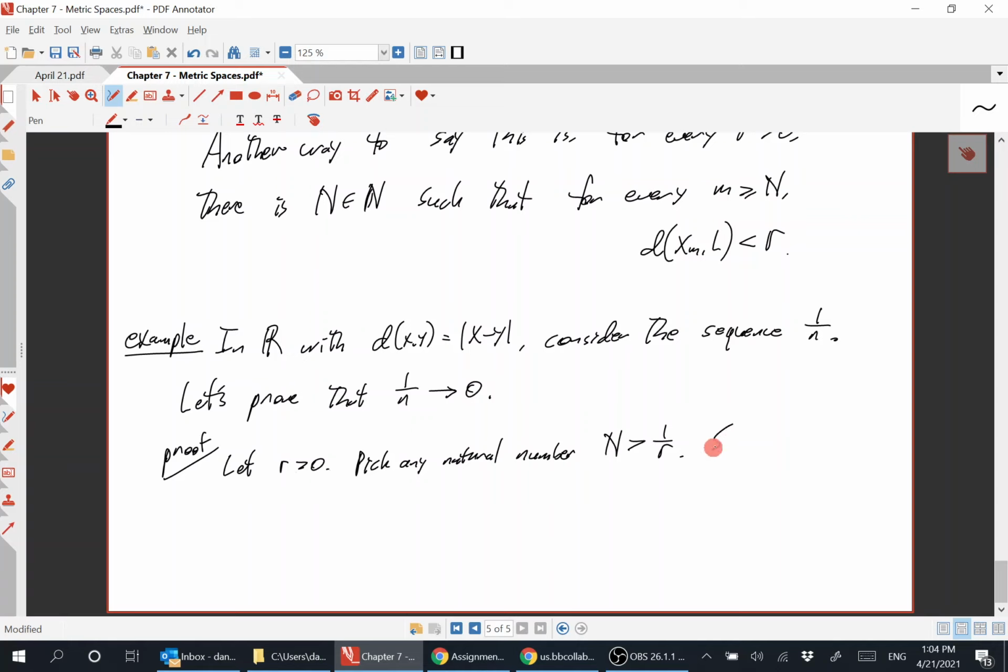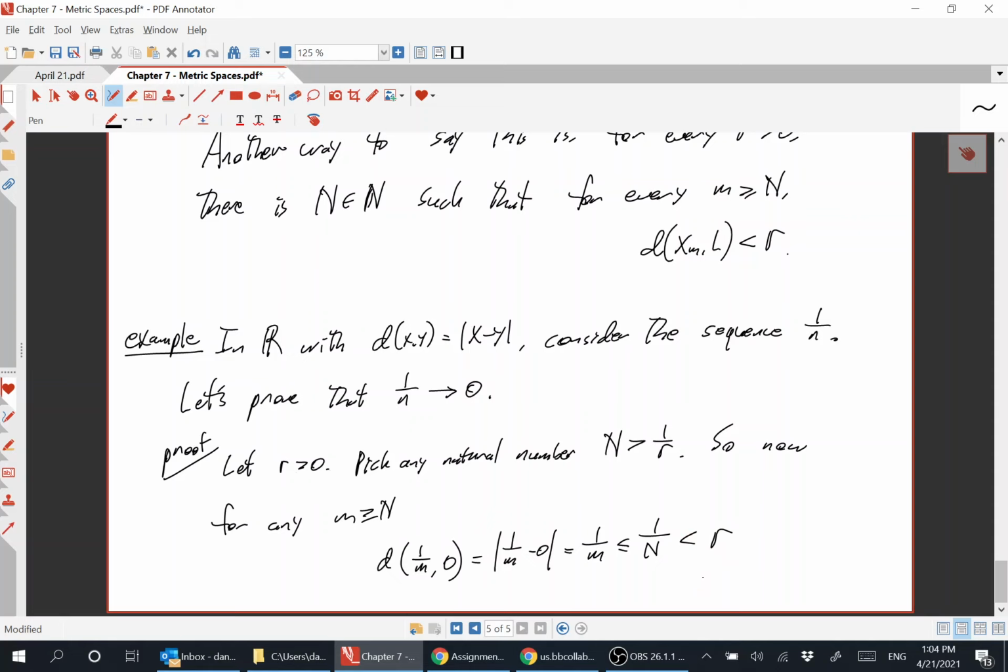So let n be any natural number bigger than 1 over r. So now, for any m that's bigger than or equal to n, the distance from 1 over m, the element of the sequence, to the limit 0, which is equal to the absolute value of 1 over m minus 0, which is equal to just 1 over m, is less than or equal to 1 over n, which is less than r.